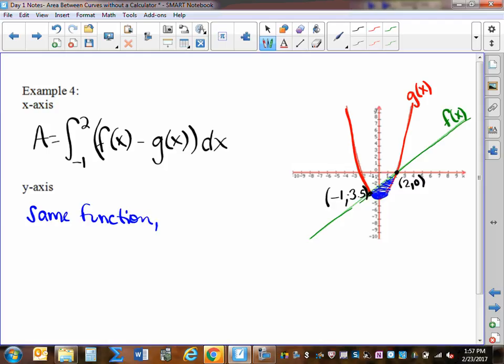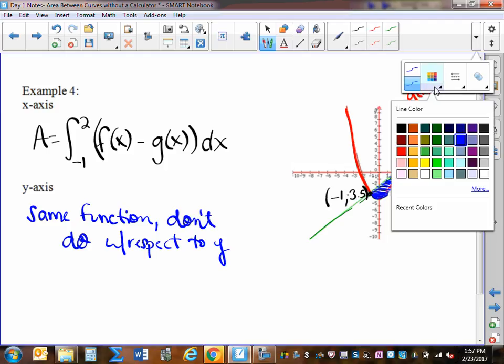Same function. Don't do with respect to y. Alright. Now again, up until here, this region we could do just fine with respect to y, but down here we would have to do again with respect to the x-axis, or sorry, the y-axis.